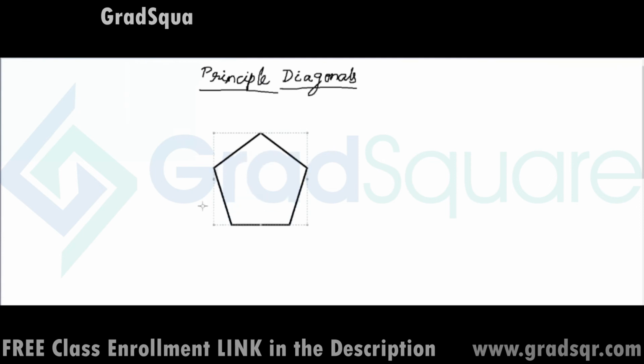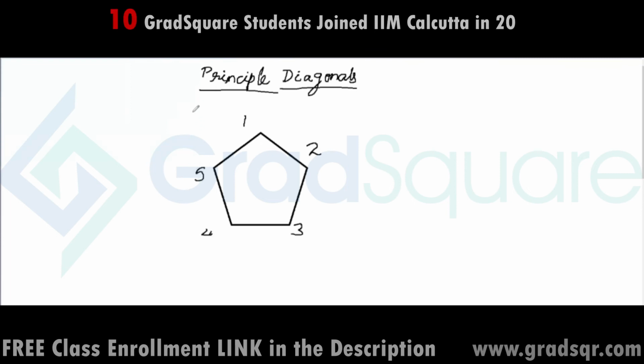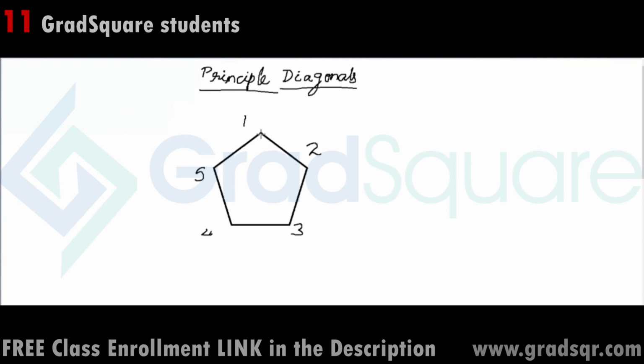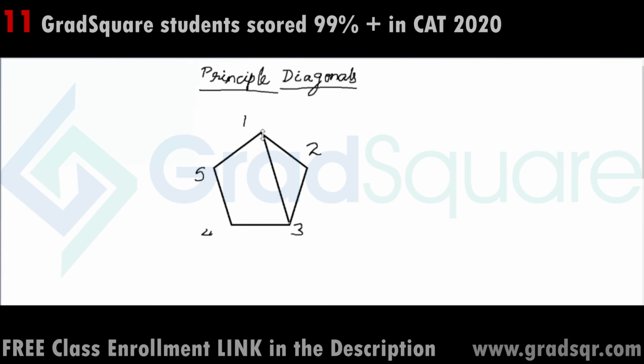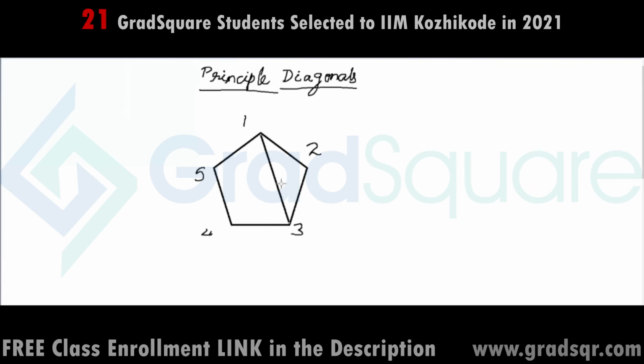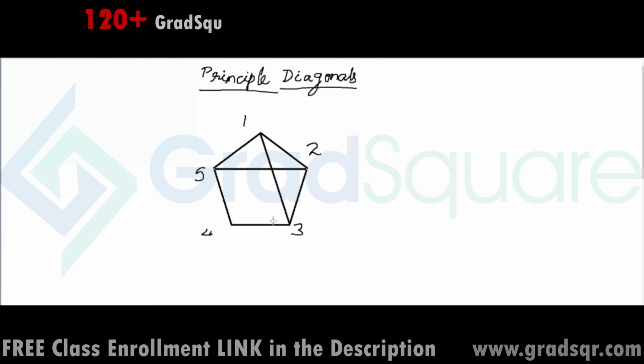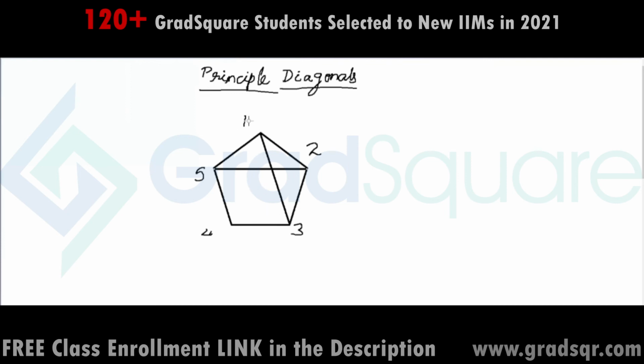So if I take the case of a pentagon, let me call it 1, 2, 3, 4, 5. Which is the principal diagonal in this figure? Is 1, 3 a principal diagonal? I'd say no. Why? Because 1 and 3 are not exact opposite of each other. If I look to the right of the diagonal 1, 3, I've got only one vertex. If I look to the left of 1, 3, I've got two vertices. So is 2, 5 a principal diagonal? Once again, no, because on top of 2, 5 there is only one vertex, and below 2, 5 there are two vertices.